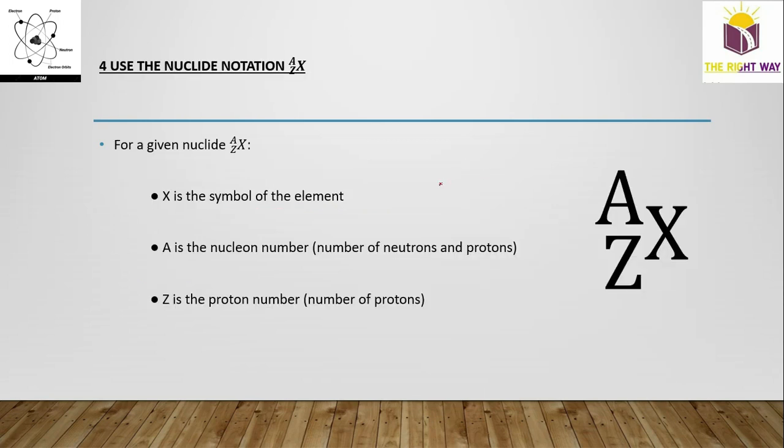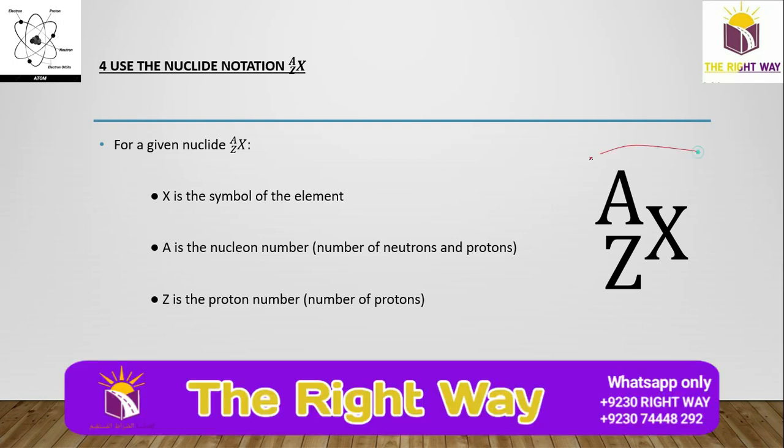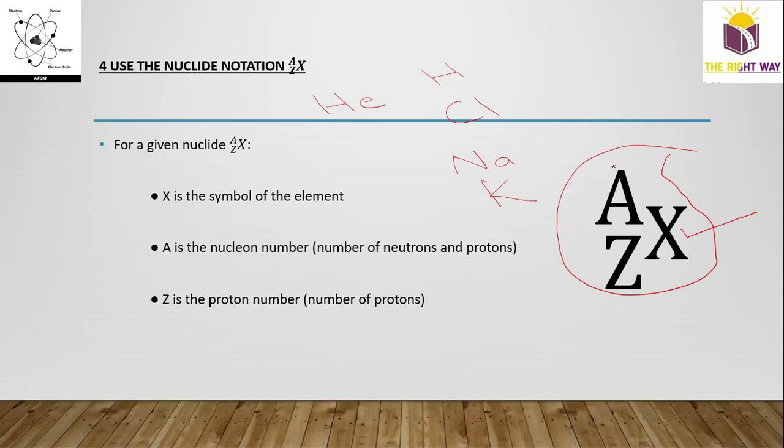Okay, very important for nuclear physics is the nuclide notation. What is nuclide notation? This is the symbol of the element, for example Na for sodium, K for potassium, Cl for chlorine, H for hydrogen, and He for helium, the alpha particle, as we wrote before. Above it is your mass number, the bigger number. Below is the smaller number, the number of protons or atomic number.